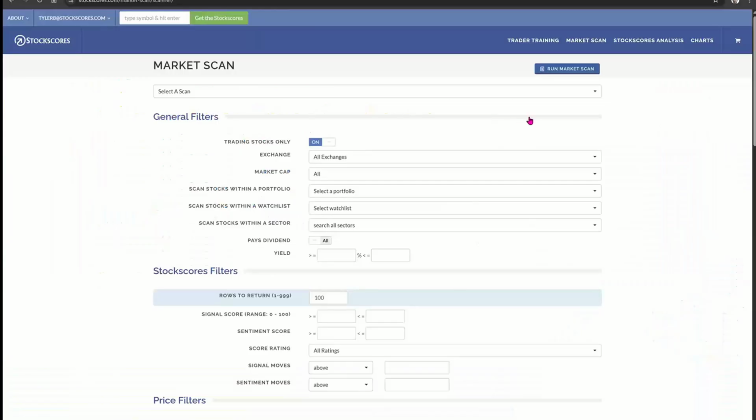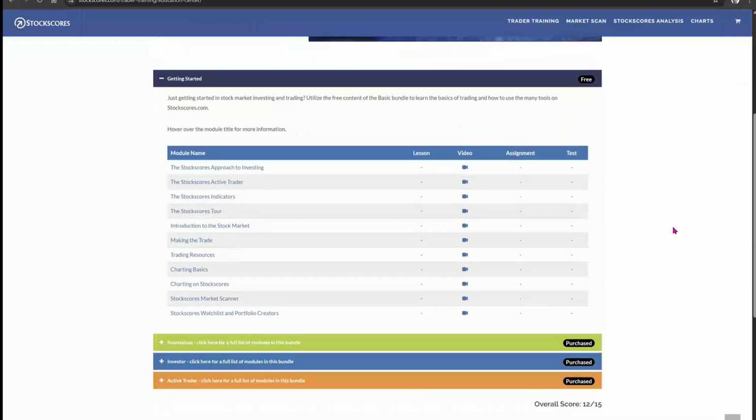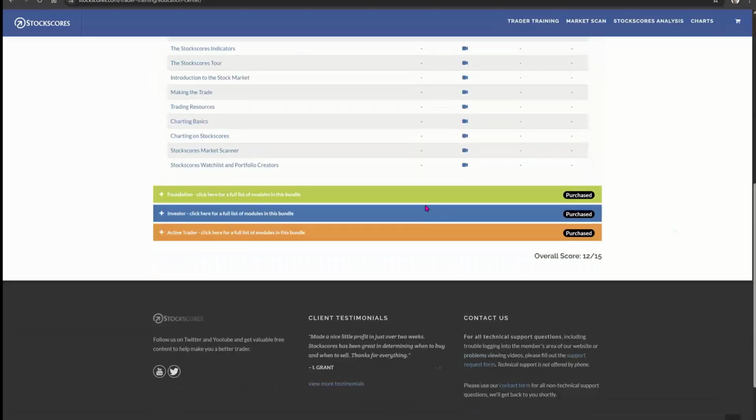And I showed this a little bit in the other presentations during the week, but I just want to give you another little tour of it. So if I go to the Trader Training menu, and because I'm logged in, I have access to the Education Center. So this is a member-only tool. Now there is an area of this tool that is free, and that's this Getting Started area. If you just want to learn some real basic things like how the stock scores work or how our charts work, there's little video lessons on that. But the important stuff is in the sections below.